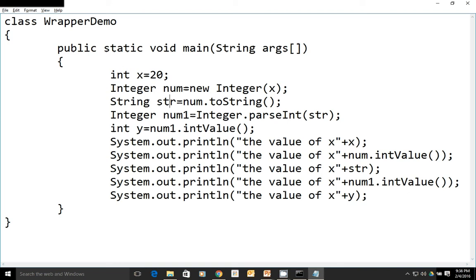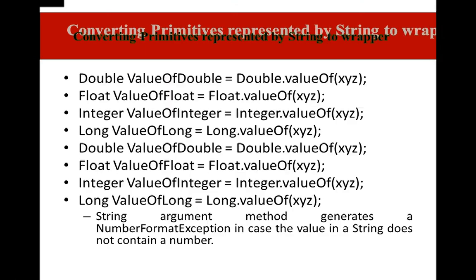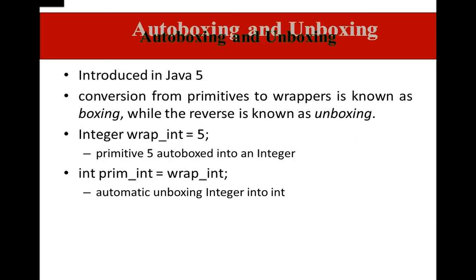I practiced it in a specific order: integer to integer object to string, from string back to integer object, and integer object to integer variable. So later on, converting primitives represented by string to wrappers: I have an integer object, that integer object equal to Integer.valueOf of xyz. So these are all about wrapper classes.